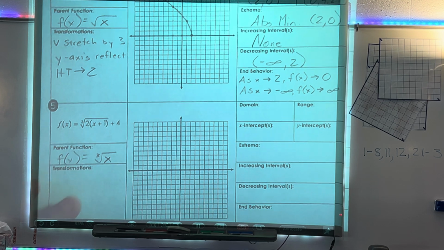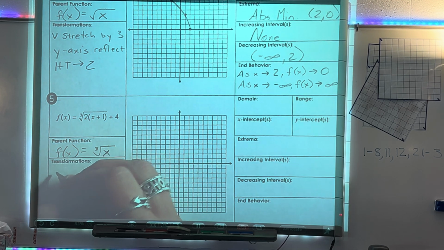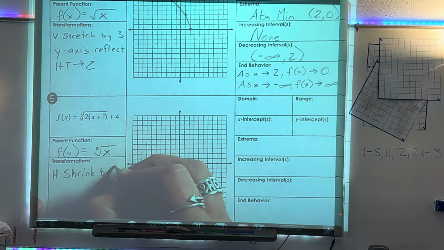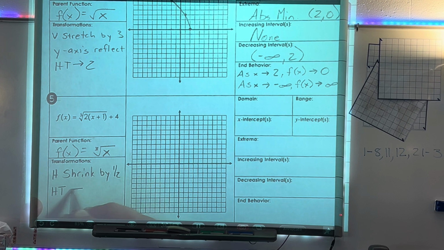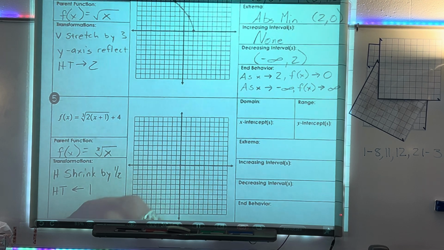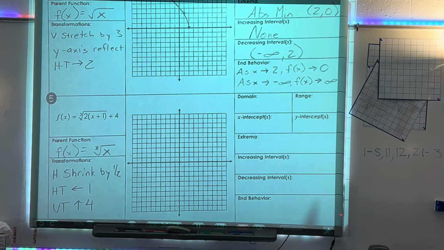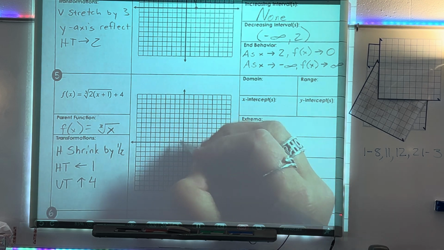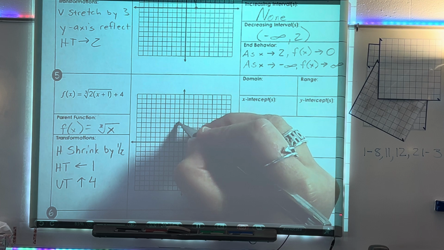Okay, this one is a cube root function. Cube root of x, so it's going to be a sideways squiggly. Alright, so we've got a horizontal shrink by half. We have a horizontal translation to the left 1, and a vertical translation up 4. So that means that -1, +4 is going to be where my point of inflection is.